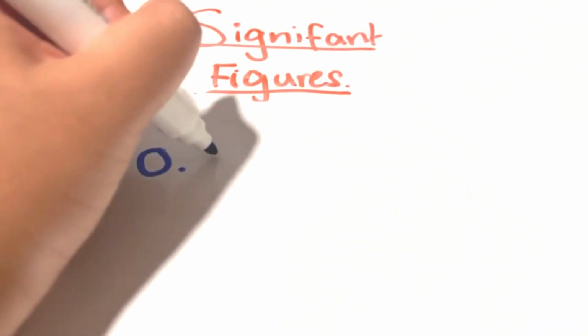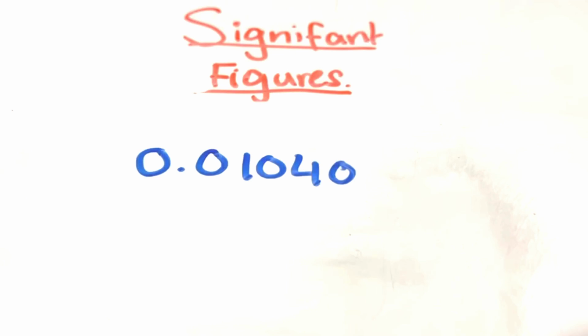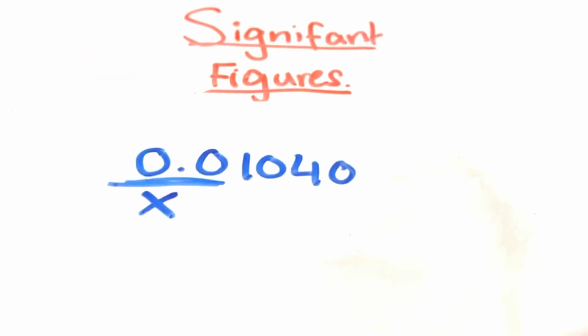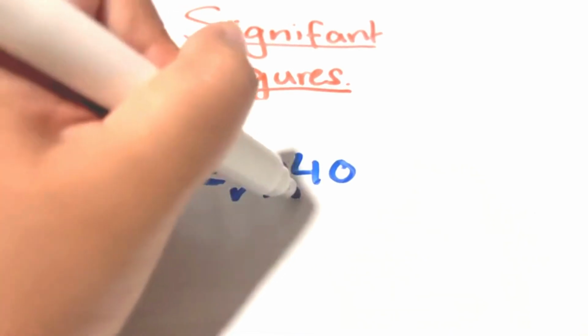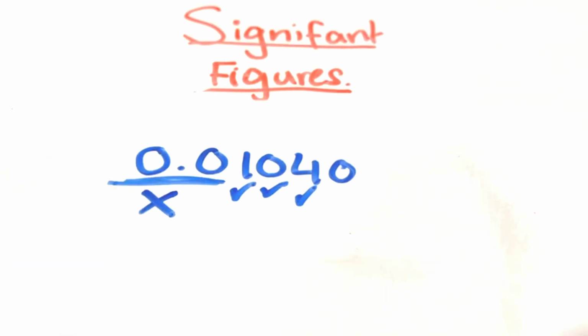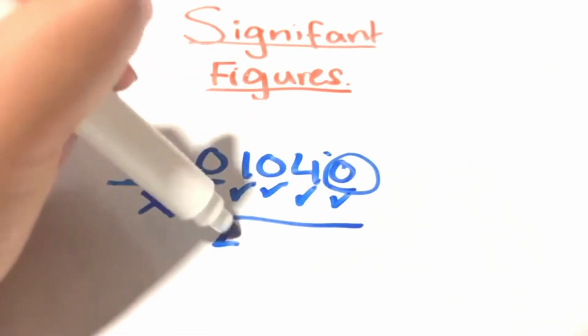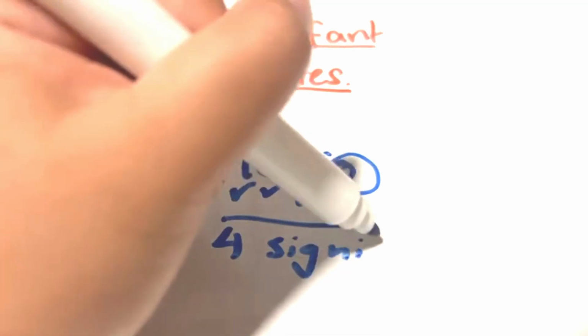Lastly, let's look at an example like this. Let's say we've got 0.01040. How many significant figures are in this? As I explained previously, these 2 zeros are not going to be significant. However, this 0 is, and these obviously are significant as all digits other than 0 are always significant. However, is this last 0 going to be significant? The answer is yes, because this shows the precision of this decimal. So it is significant. So we're going to say that there are 4 significant figures.